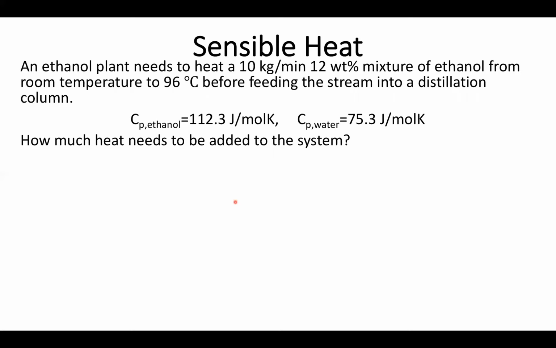rather than a typical chemistry question we've dealt with in the past. So I've got an ethanol plant where I need to heat a 10 kilogram per minute stream of 12% by weight ethanol. So this is essentially a strong beer. I need to raise that from room temperature to 96 degrees C before I feed it into a distillation column, because, of course, in this problem, I feel like making some distilled spirits.